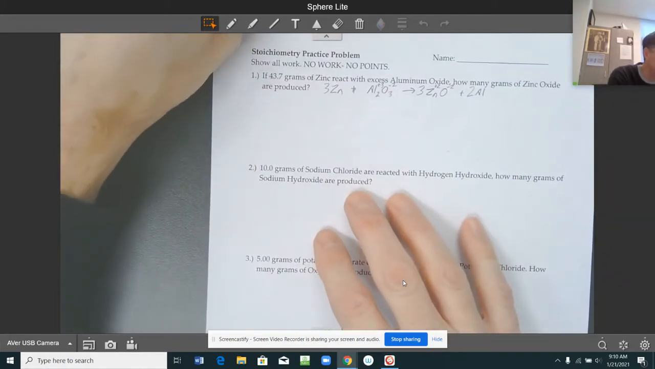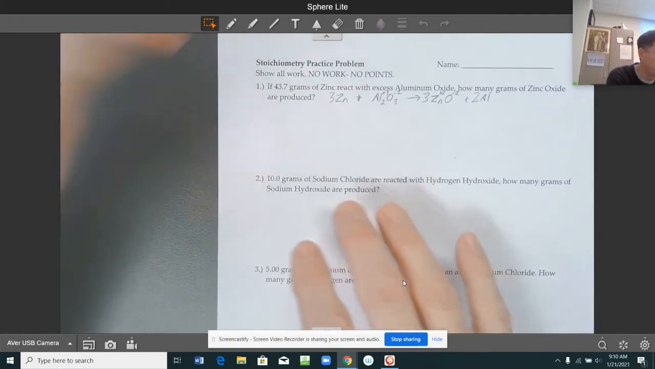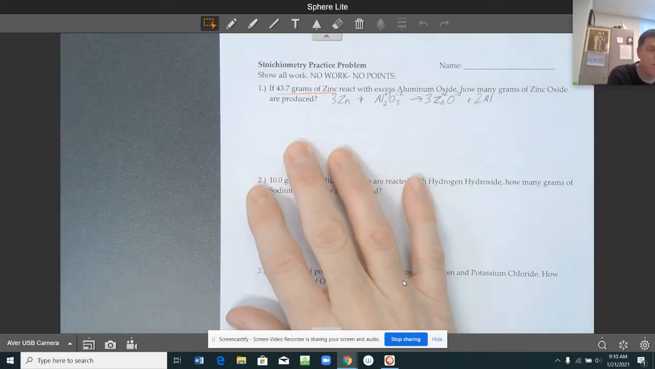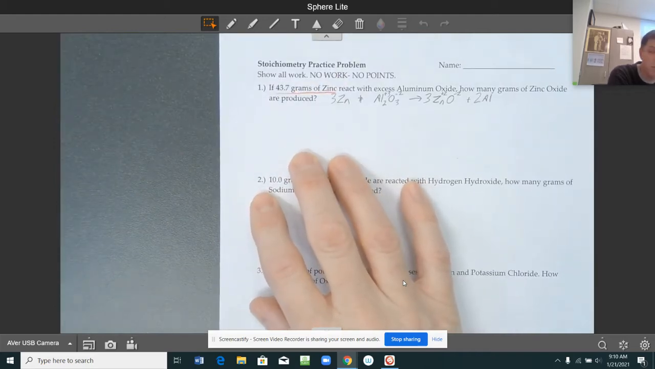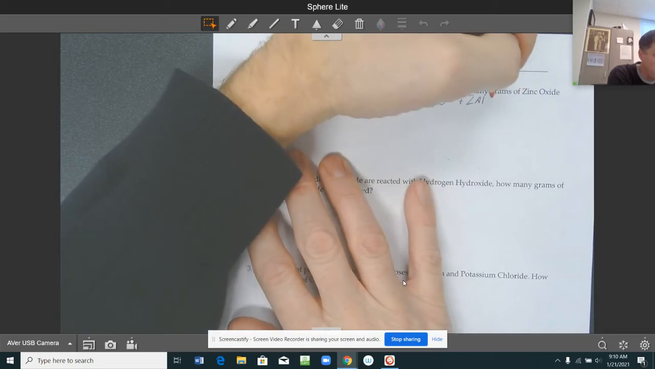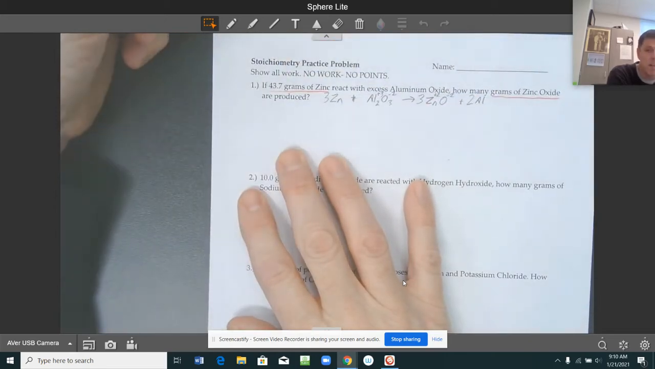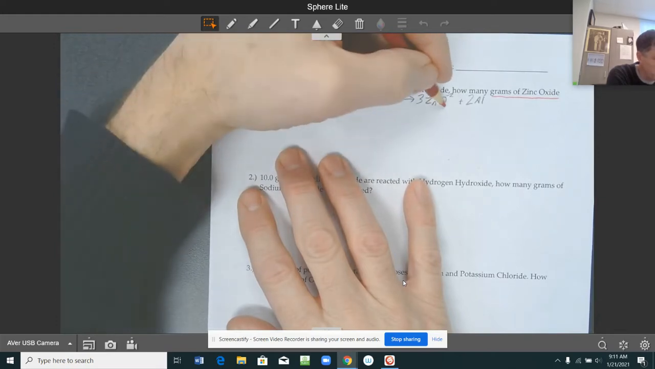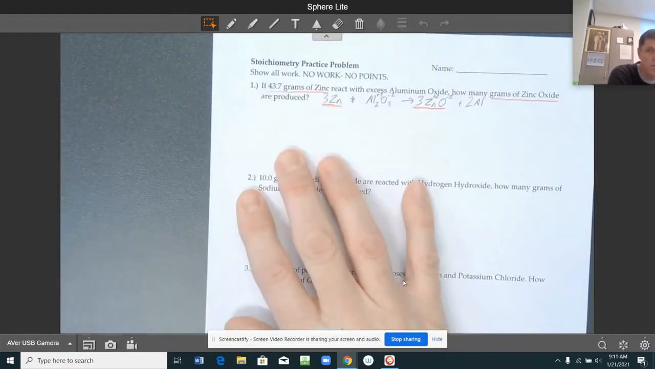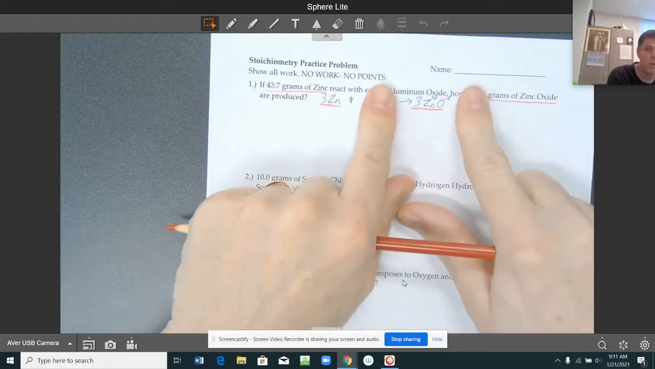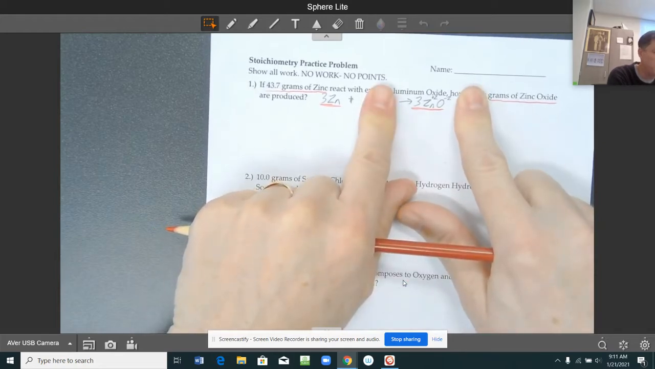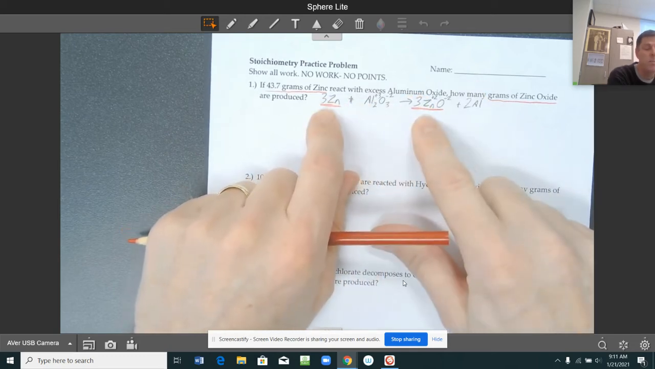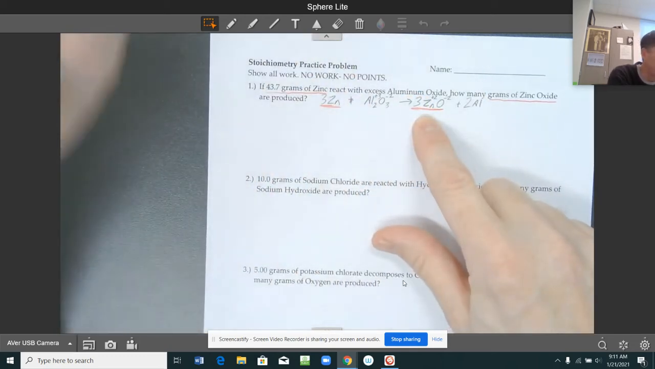Now what we want to do is go through, and this is the process that I'll use. I know I'm starting with 43.7 grams of zinc. That's where I'm starting. I'm ending with grams of zinc oxide. So right now, the ones that I care about are those two. I don't care anymore about the aluminums. That was only there to get me the balanced equation. This is my focal point. These are the only things that should be in my calculation.